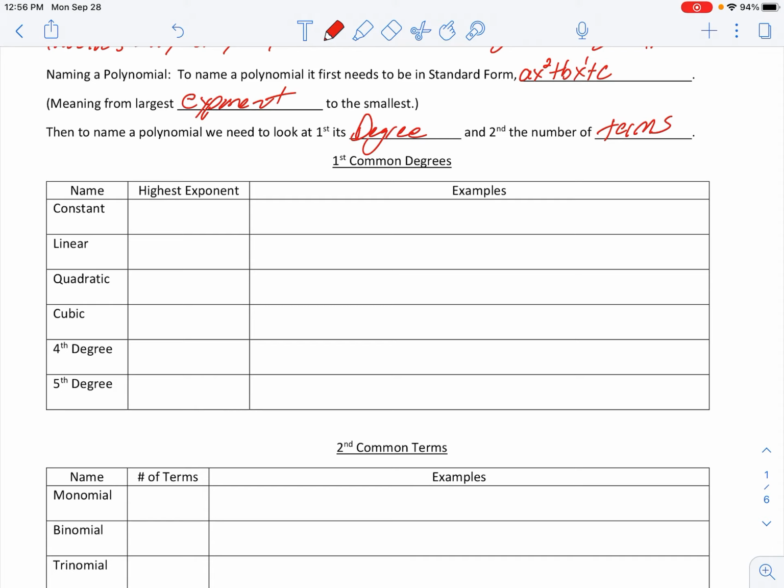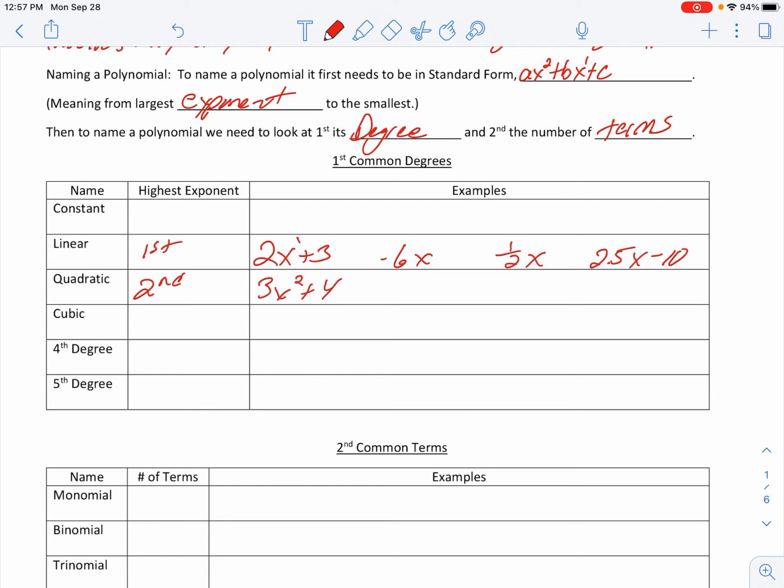So I'm going to start with linear. Highest exponent is first. Quadratic is second. Let's do first, and let's do some examples. These are just examples of linear polynomials. 2x plus 3. Highest exponent is 1. This is a linear. Negative 6x. 1/2 x. 2.5x minus 10. These are all examples of linear polynomials because x to the first is the highest.